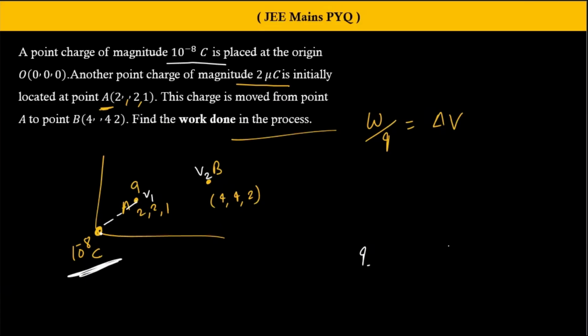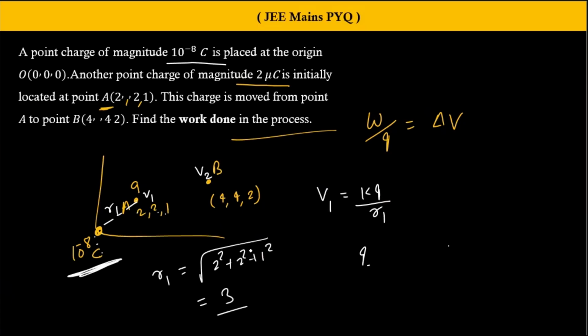तो पोटेंशियल, बिकॉज ऑफ पॉइंट चार्ज, पोटेंशियल का फॉर्मूला क्या लिखते हो आप? kq by r1. ठीक है. हाउ यू विल कैलकुलेट दिस r1? r1 निकालना बहुत इजी है. दिस इज योर 2 minus 0, 2 minus 0, 1 minus 0. So this is basically 2 का square plus 2 का square plus 1 का square, vector thing, right? So this is 3 unit. Similarly, here it will become how much?